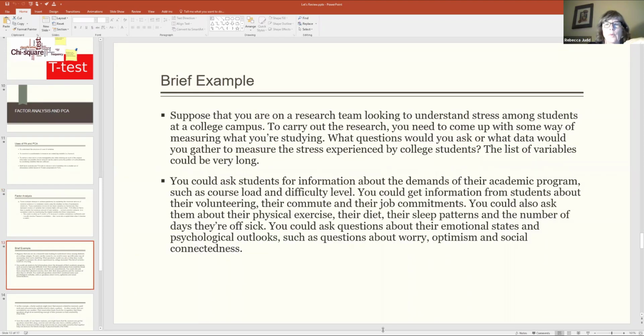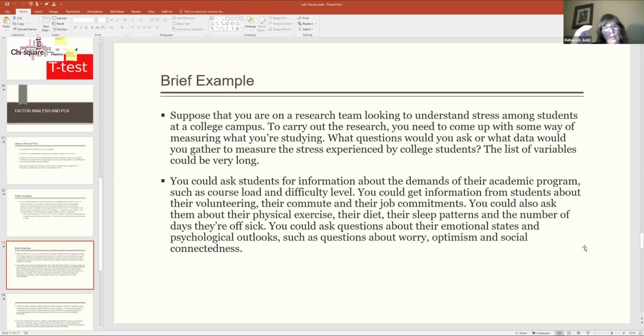So let's say the example is we want to measure stress among college students on a college campus. So how do we measure stress? Okay, we've got to come up with a way of studying it. And what question would we ask? What data would we gather? Well, there are some stress measurements.